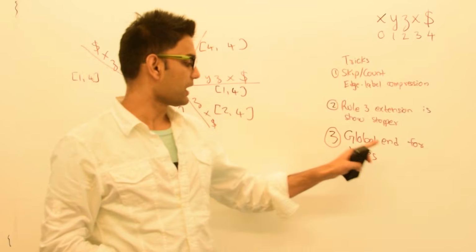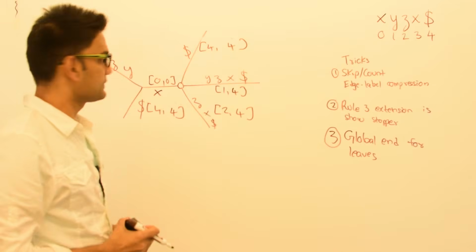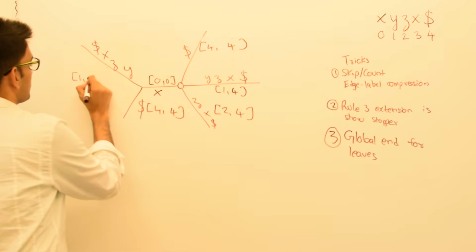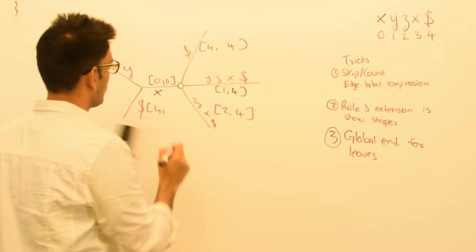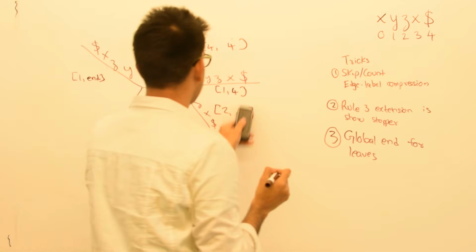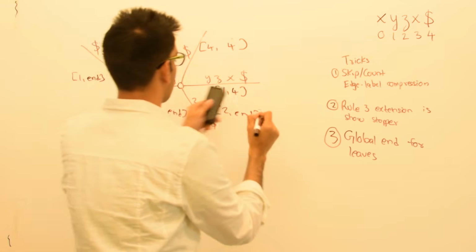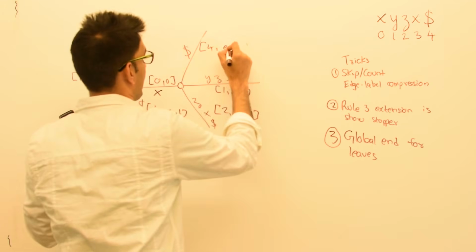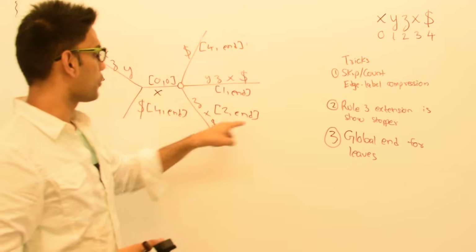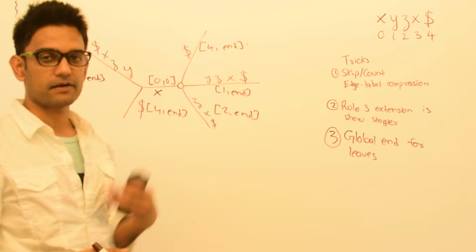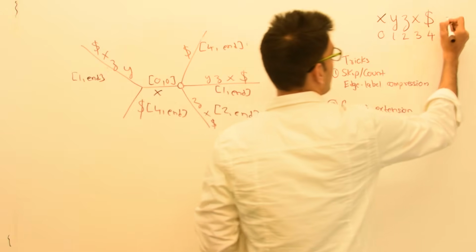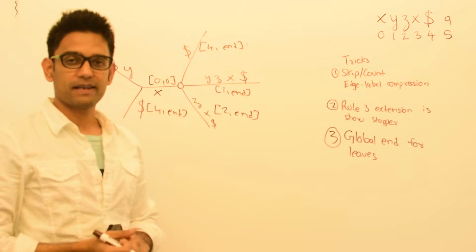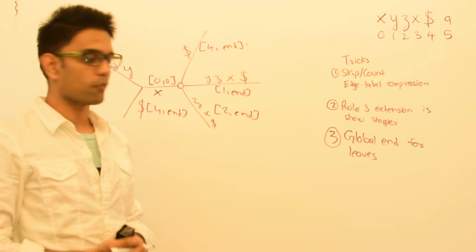Trick 3 is to have a global end for the leaves. So what that means is, on the leaves, instead of saying 1, 4, we'll say 1 end on all the leaf nodes. So this one, this one, this one, this one, and this one. So having one global end index, what happens is, if a new character comes in, so if say there was an A after this, so if I just increment my end by 1, all my rule 1 extension gets taken care of in O of 1 time.